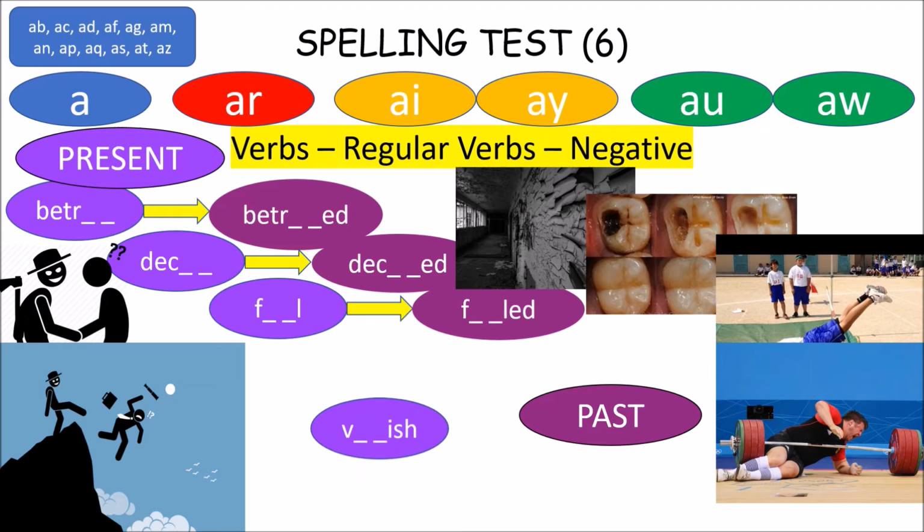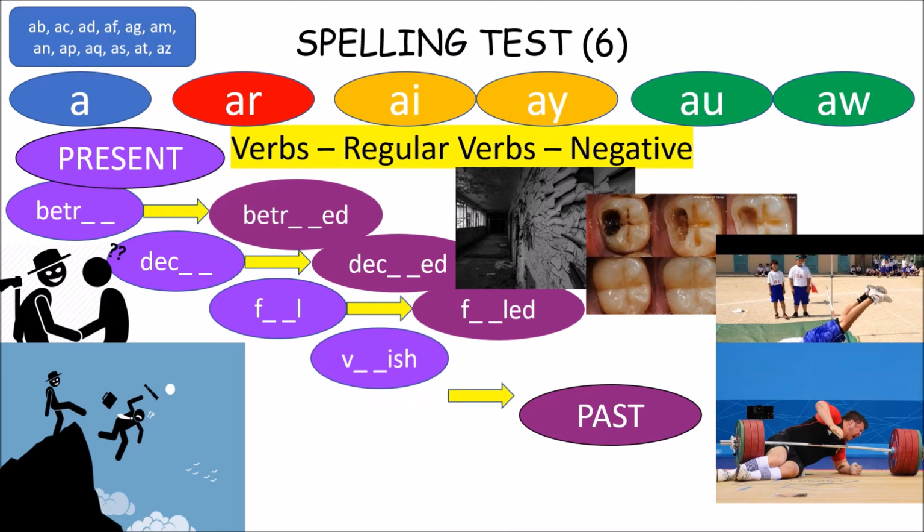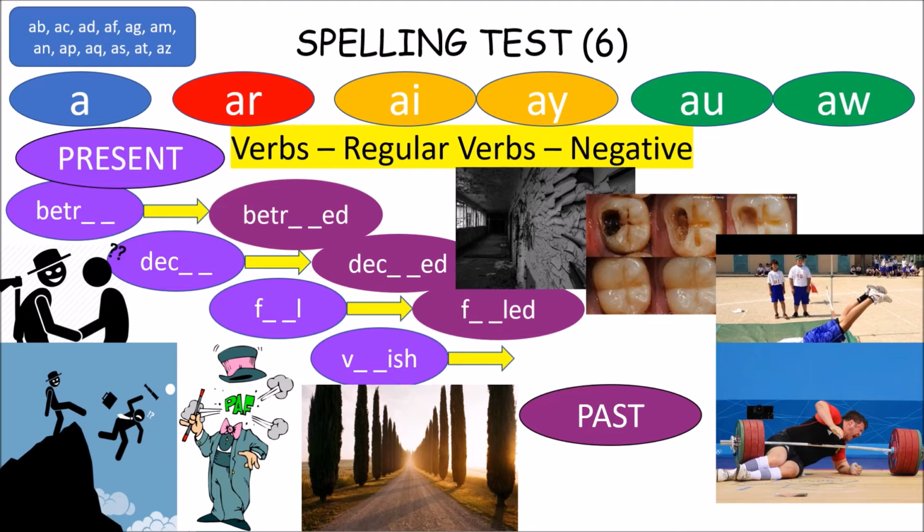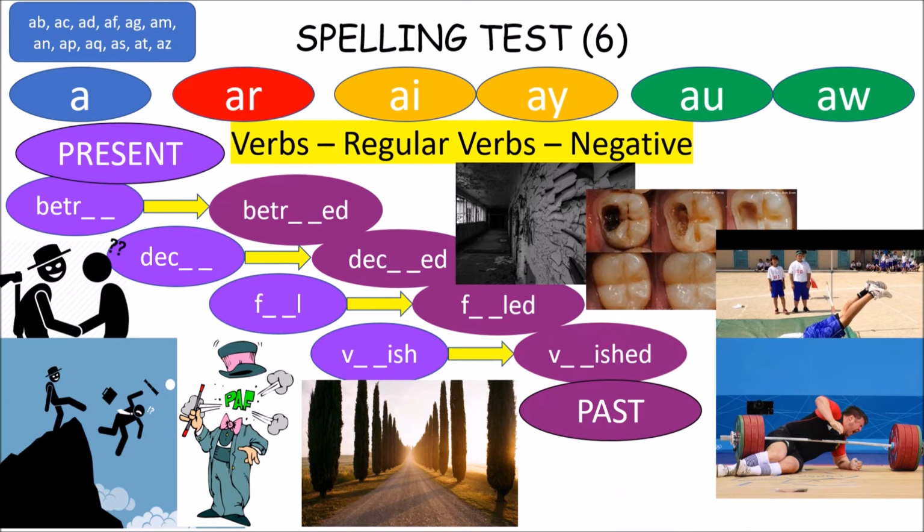The last one in this line is vanish, A as in vanish. The magician does magic and makes something disappear. In the photo, the further away the trees, the more difficult they can be seen and eventually vanish. The past form of vanish is vanished.